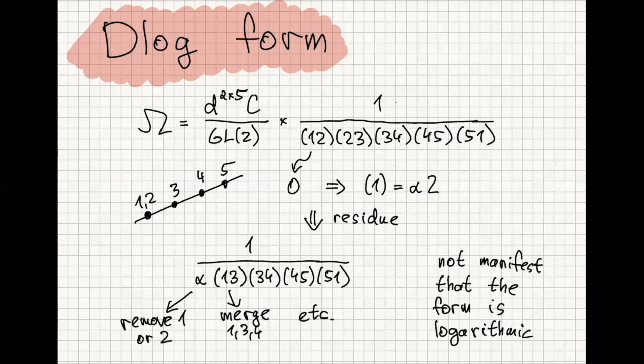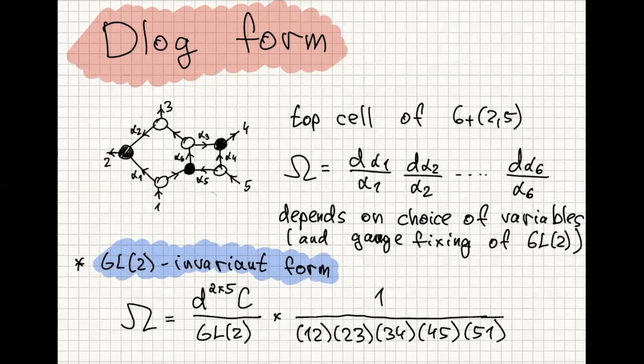Now, one thing which is not manifest here, which was manifest in the gauge fixed way of writing the DLOG form, is that it's not that obvious that the form is logarithmic. In other words, if we start to take residues, we always find only simple poles. Now, if we take this GL2 invariant form and plug in the explicit parametrization of the C matrix using the boundary measurement, we would again reconstruct just the DLOG form in terms of h variables. So they are completely equivalent. One is gauge fixed, the other one is not.